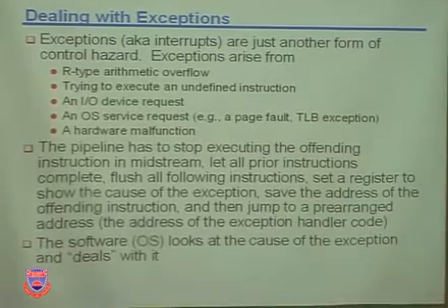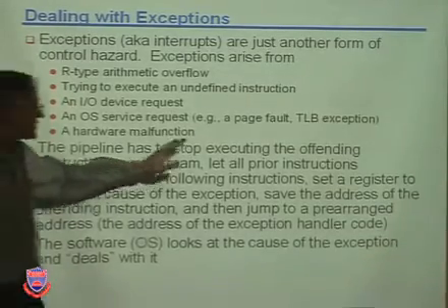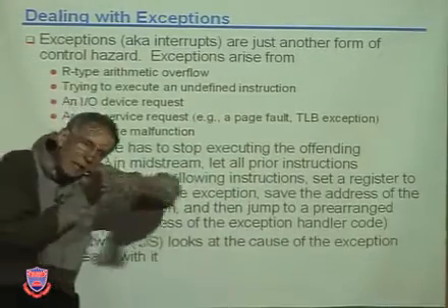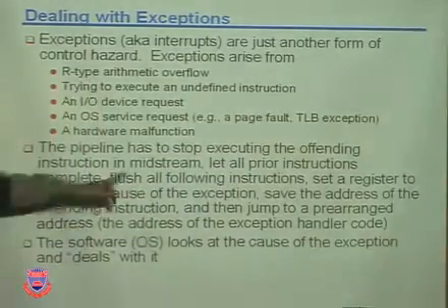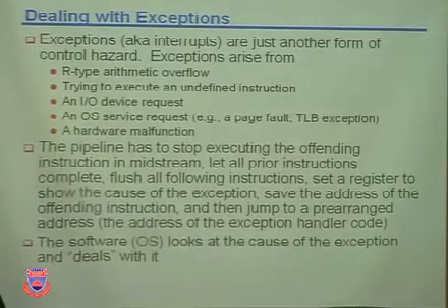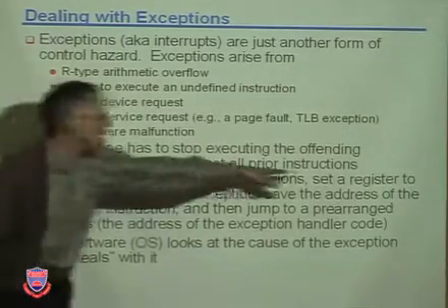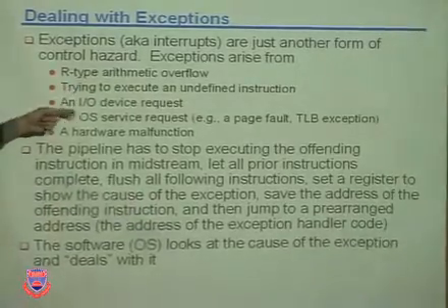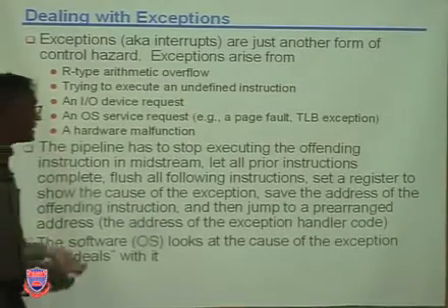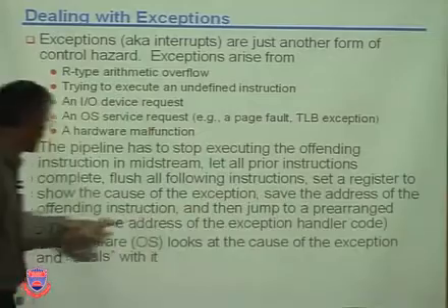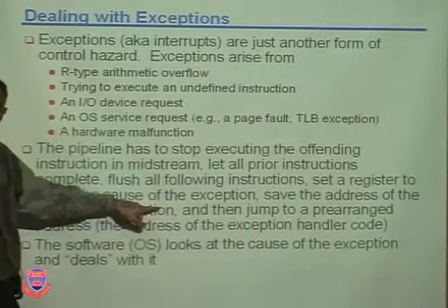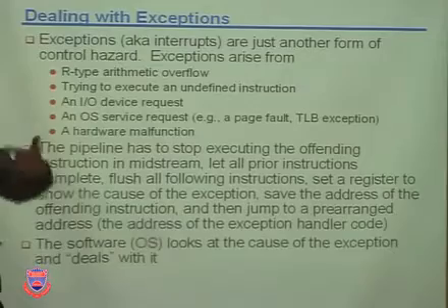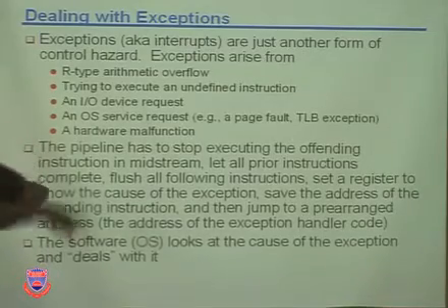Whatever. But we need to therefore stop executing the offending instruction. Let all the prior instructions in the pipeline go ahead and finish. We need to flush out all the following instructions, get rid of those, and then we need to set a register to show the cause of the exception. Was it this, was it this, was it this, was it this, was it this? And then we need to save the address of the offending instruction. In other words, which instruction's address, because we're going to go fetch it again maybe and try to fix it, or at least tell the user this was the one, he did it, you know.